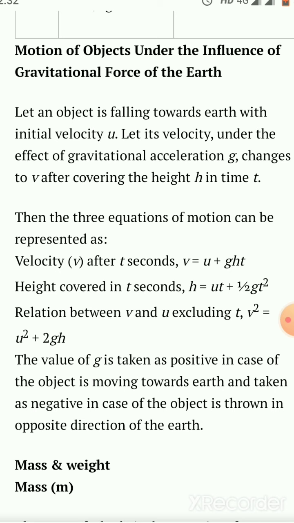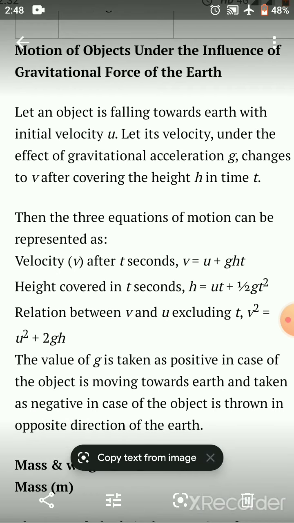Let an object be falling towards Earth with initial velocity small u. Let its velocity under the effect of gravitational acceleration g change to v after covering the height h in time t. So instead of distance small s, here we take the height, because here the object is falling towards Earth. So here we will denote distance by small h instead of small s.